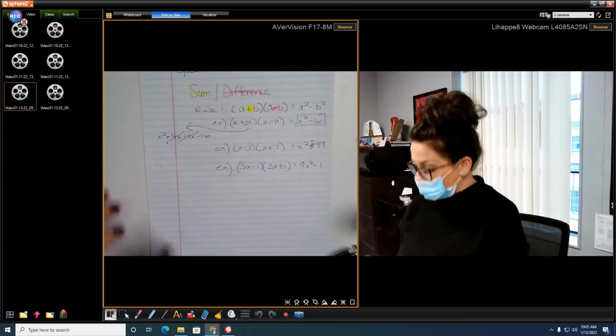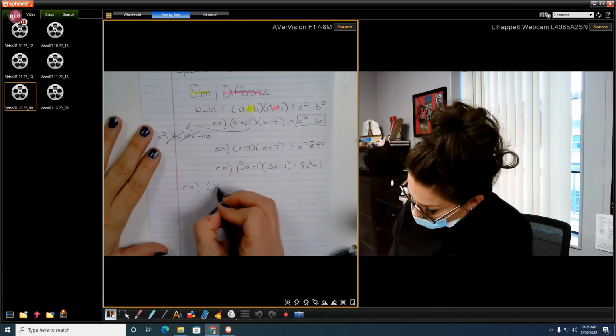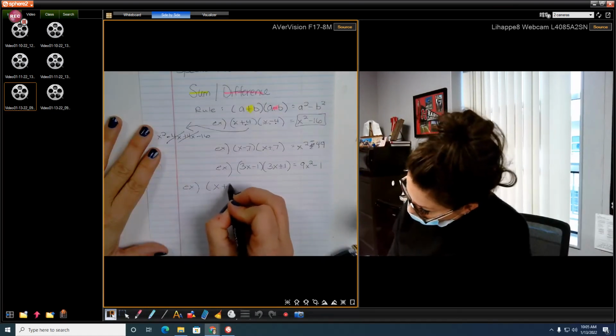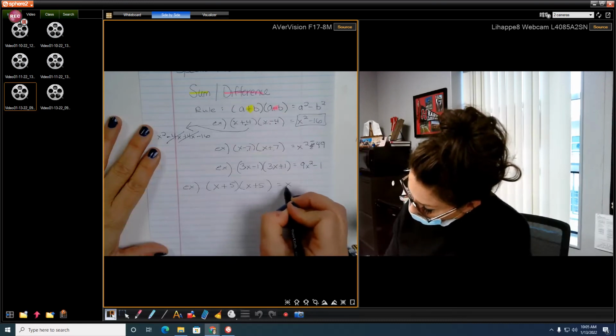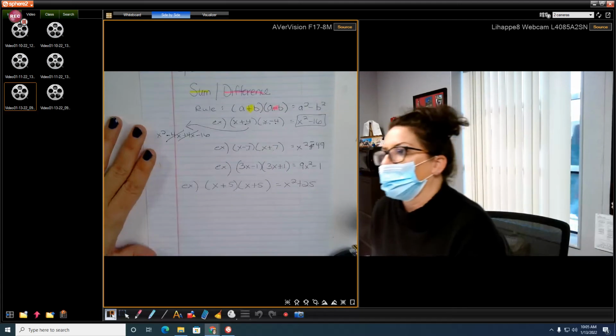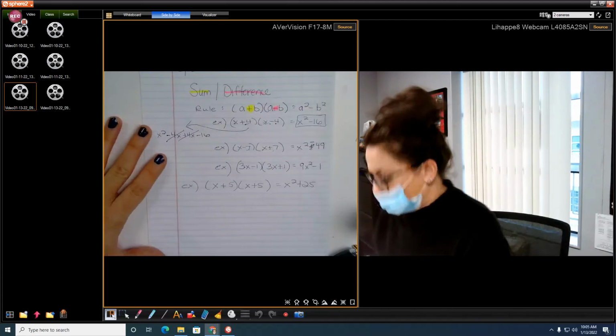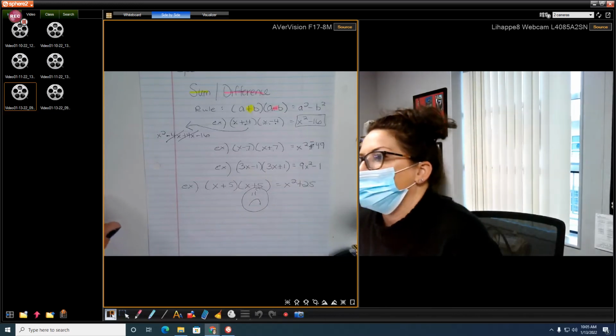Okay, I'm going to show you what kids want to then do. Here's this example. They get x plus 5 times x plus 5, and they tell me the answer is x squared plus 25. Is that correct? That is not correct. Why?